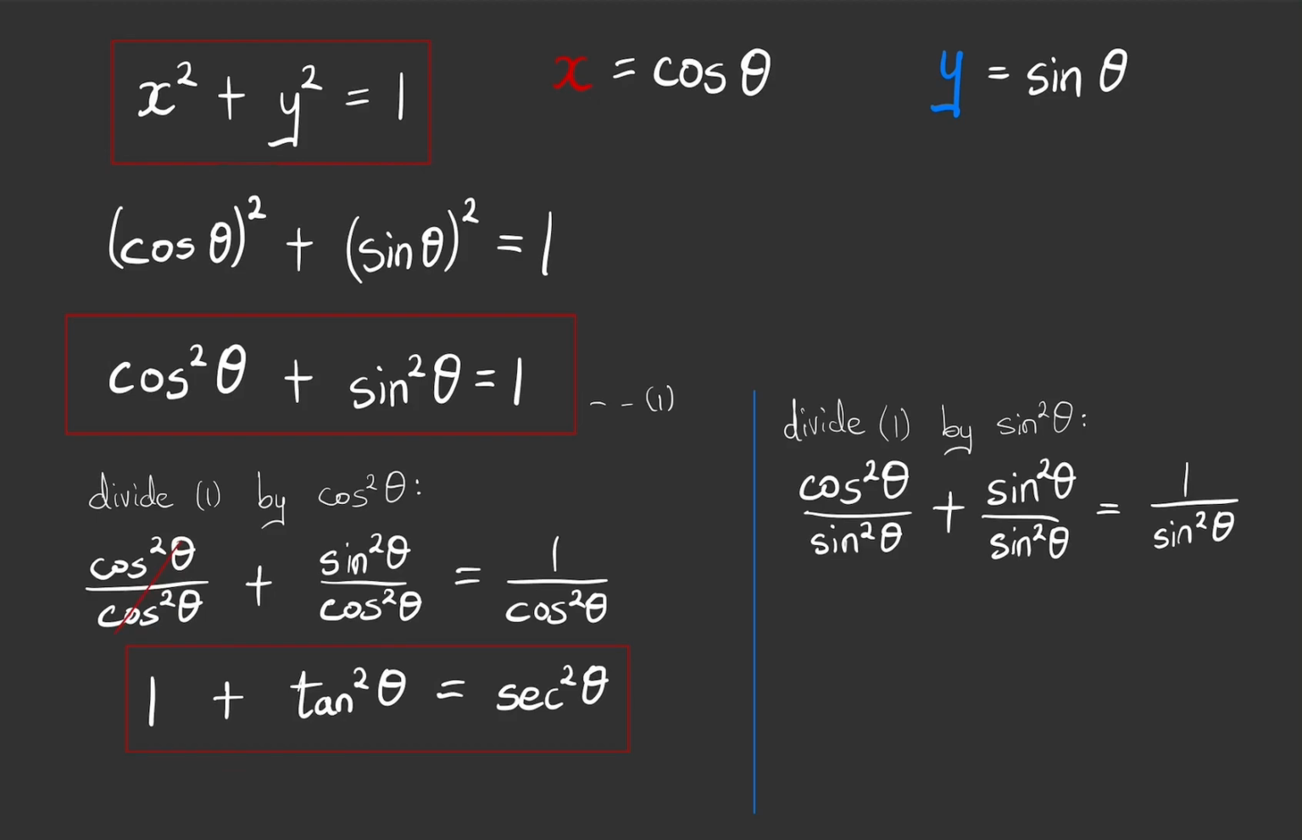Then when we do the algebra, we can now write this as cotangent squared theta, because cotangent is the cosine divided by the sine function, plus 1 equals cosecant squared theta. The cosecant is the reciprocal of the sine function.